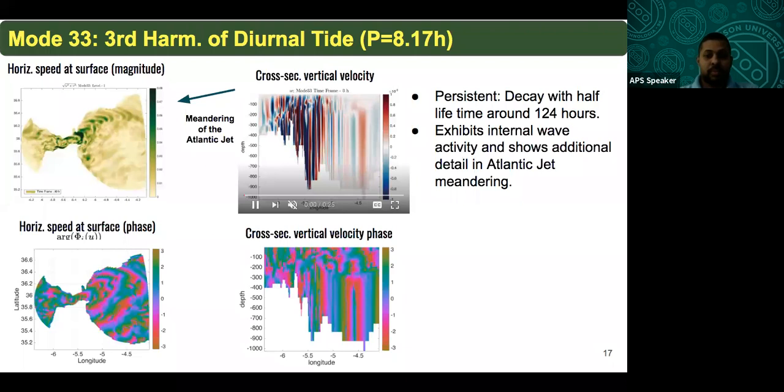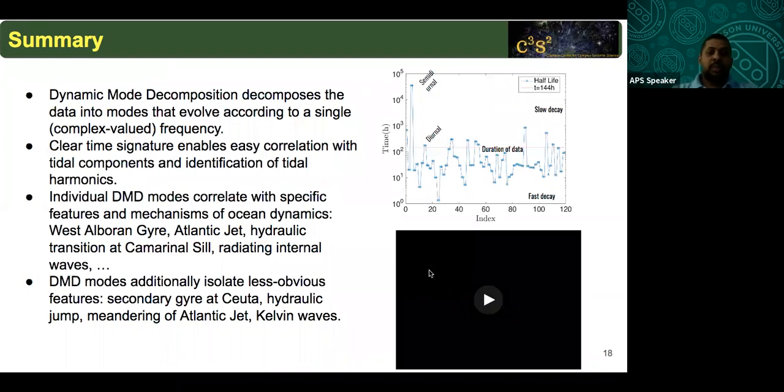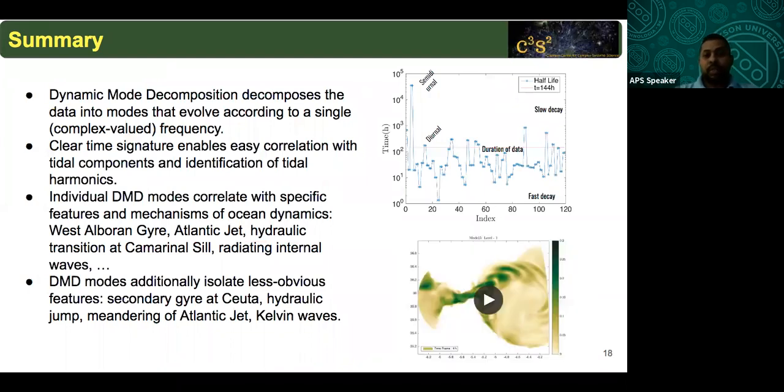So let me summarize the details here. Dynamic mode decomposition decomposes the data into modes according to a single frequency, which means we can isolate the interesting features by frequency. In oceanographic data, in this case, we can isolate the tidal patterns. That is a very interesting feature we can use from dynamic mode decomposition. Then the clear time signature enables easy correlation with the tidal components and identification of the tidal harmonics.